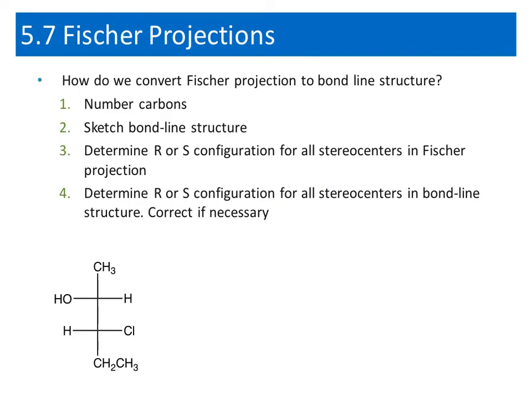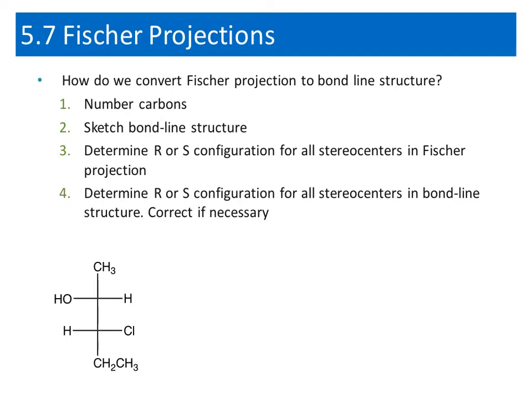We want to see how we can look at the Fischer projection and convert it to a bond line structure with the right stereochemistry. There are a few steps that you need to follow here. You can even make a molecule with your model kit, rotate it in space, and draw it as you see it. However, if you don't have your model kit, you need to follow these steps.